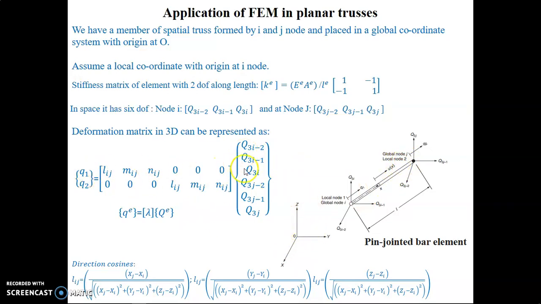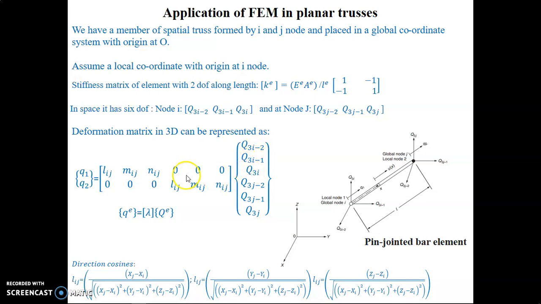The multiplication of these two matrices will give the values of q1 and q2 in the local coordinate system. This is known as the mapping matrix. The mapping matrix has been arranged such that the direction cosines of the ith point are multiplied only with the global deformation of the ith point.